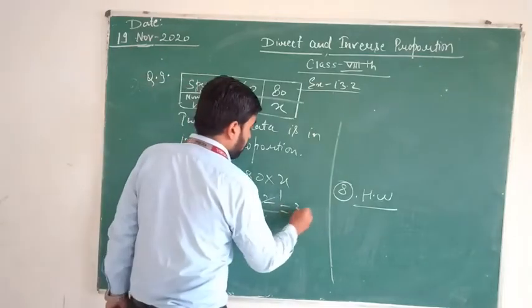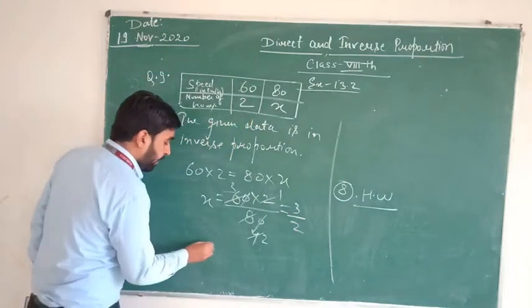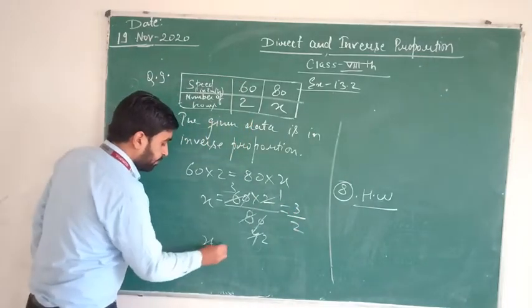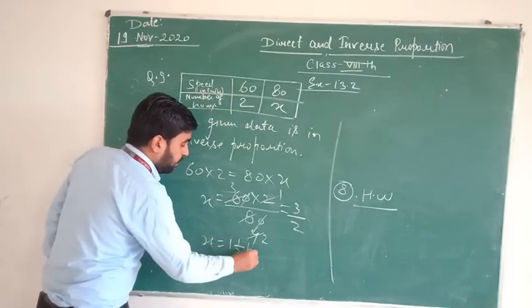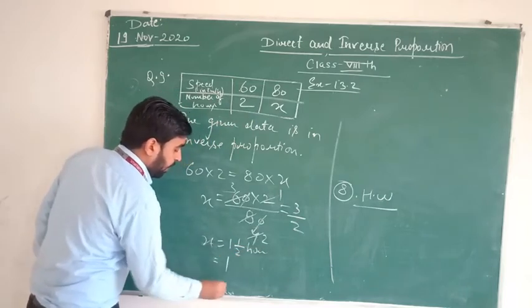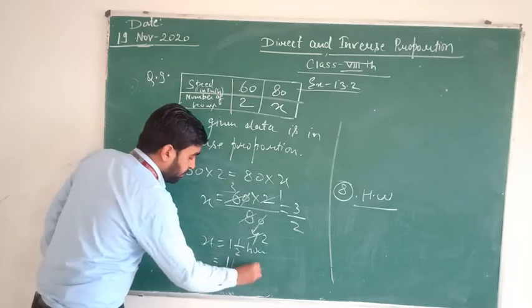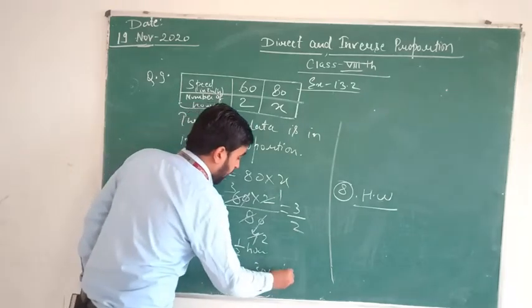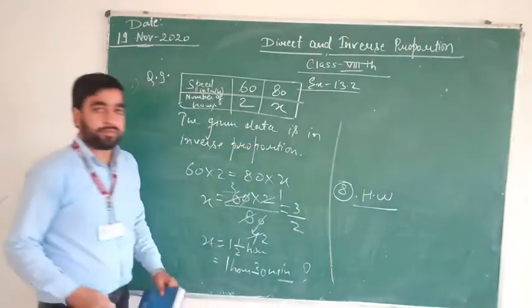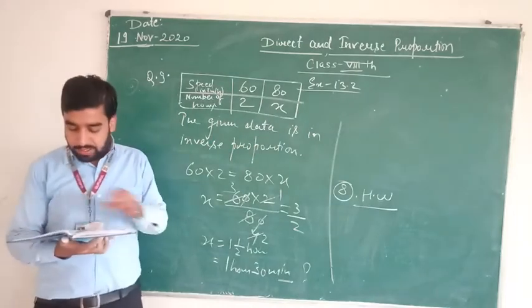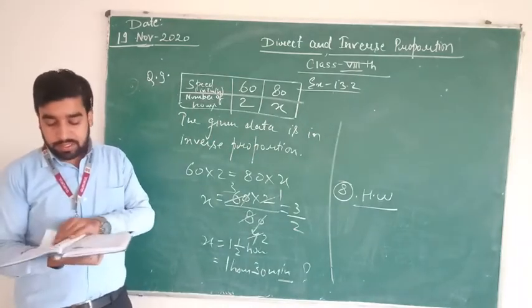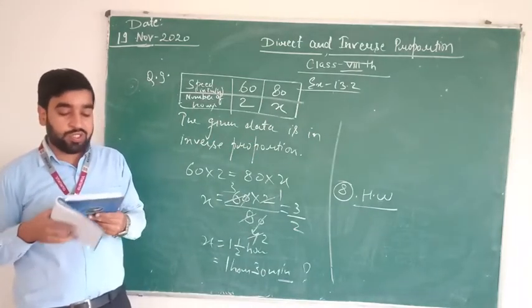So x is 3 upon 2 hours. Or we can write it as 1 whole 1 upon 2 hours. Or we can write 1 hour and a half hour, which means 30 minutes. So 1 hour 30 minutes. Hope you understood it. Now students, we are in the 10th question.